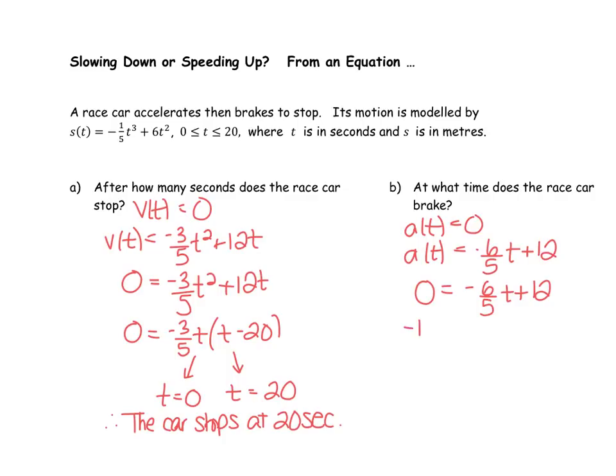So I'm going to have negative 12 divided by negative 6 over 5, which just means multiply by negative 5 over 6, and that's going to equal t, and then t would equal 10. So therefore, the car begins to brake at 10 seconds.